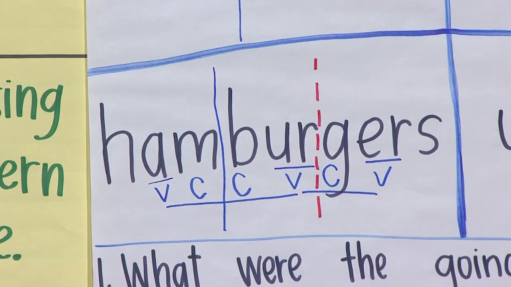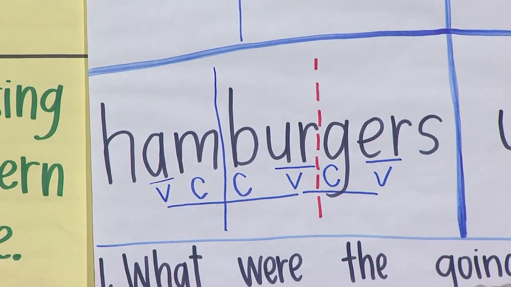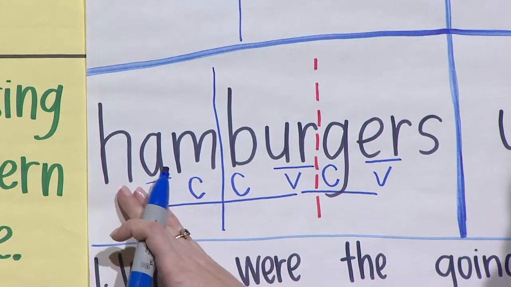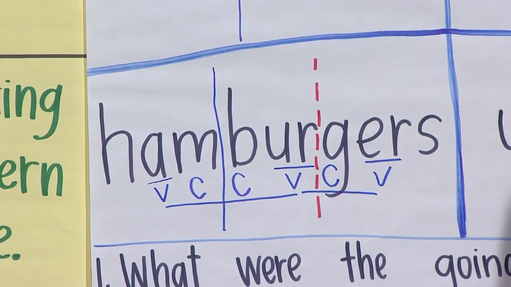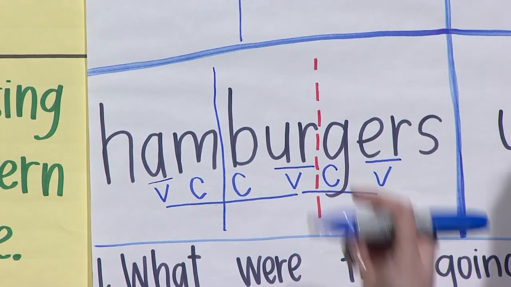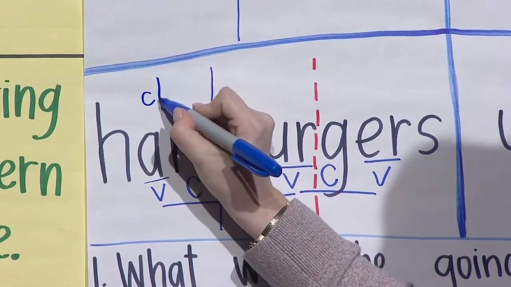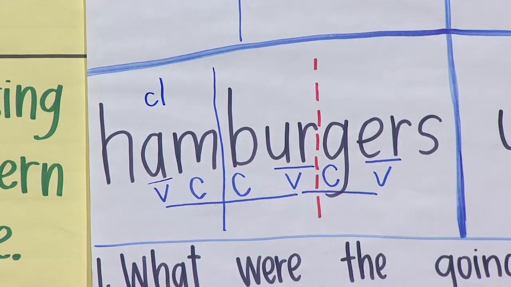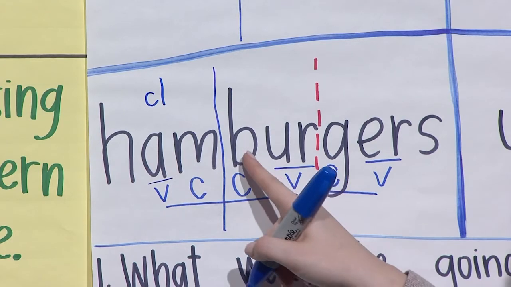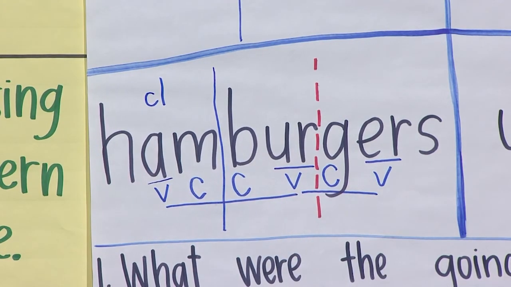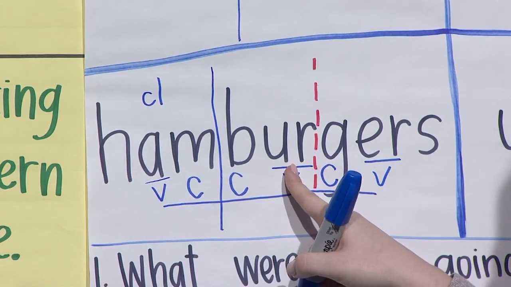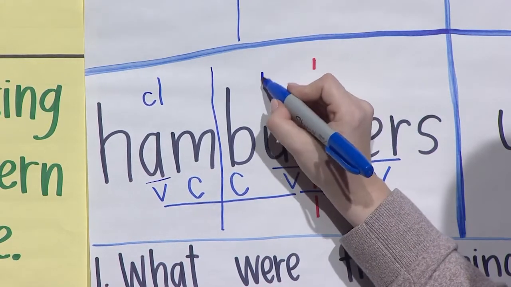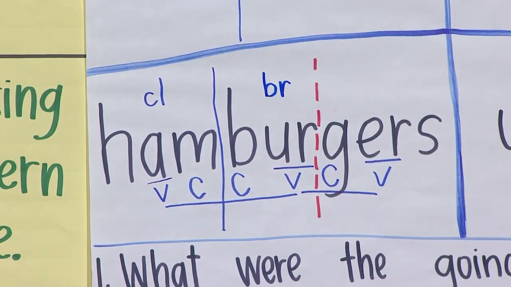All right, so now that we've divided, let's go back to step 5 and identify each syllable type and label them. We're going to start up here at the front. What do you notice about this first syllable? That's right, it ends in consonant M. So I know that this is a closed syllable and will make that vowel say a short sound. What do you notice about the second syllable? It has UR, which we know is R-controlled or bossy R. So I'll label that with a BR.